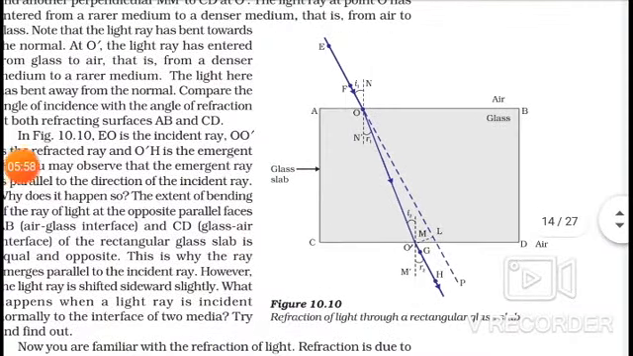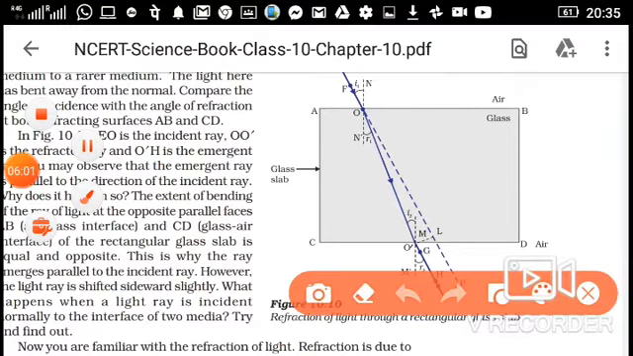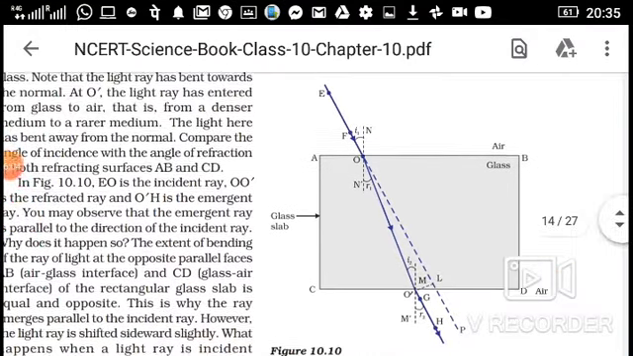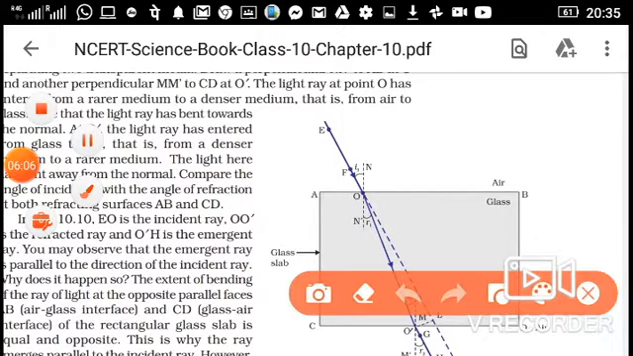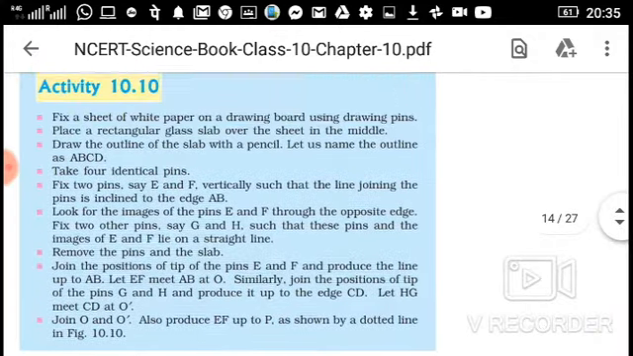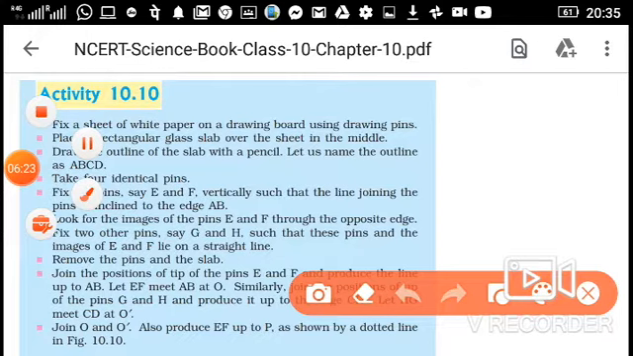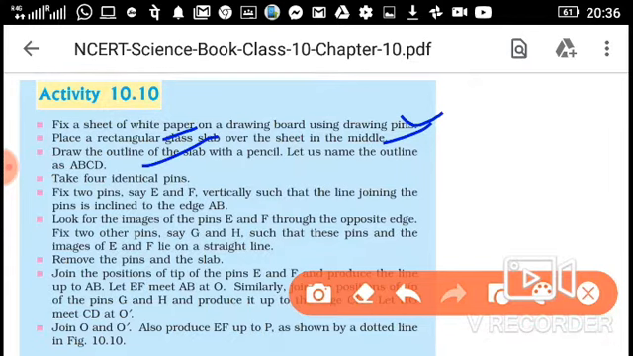You see in the diagram, in the picture, in figure 10.10, E and F. These are the pins E and F. You just fix two pins E and F, so that it makes an angle. So these four-five points we covered. First, we take a drawing board, then fix a white paper sheet, then place a rectangular glass slab, then draw the outlines, then take four identical pins and fix two pins E and F. We should fix it obliquely.